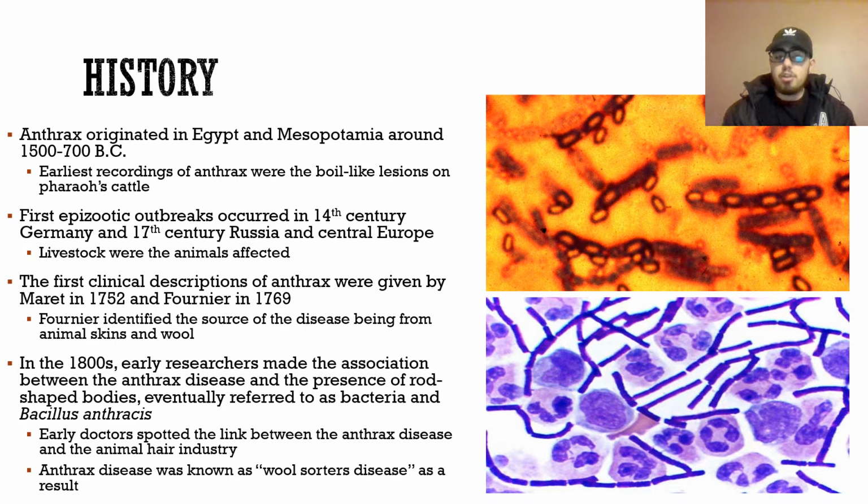But before this, early doctors made the first association between the disease and the animal hair industry. And this is what prompted early researchers to figure out what was actually causing the disease, and this is how they figured out that it was rod-shaped bacteria. It should also be noted that anthrax was not always called anthrax. It used to be called wool sorters disease, because wool sorters, who were people that sorted wool and other animal products, would get this pathogen by touching contaminated animal products, like I said, wool, skin, meat. And so it was called wool sorters disease as a result.